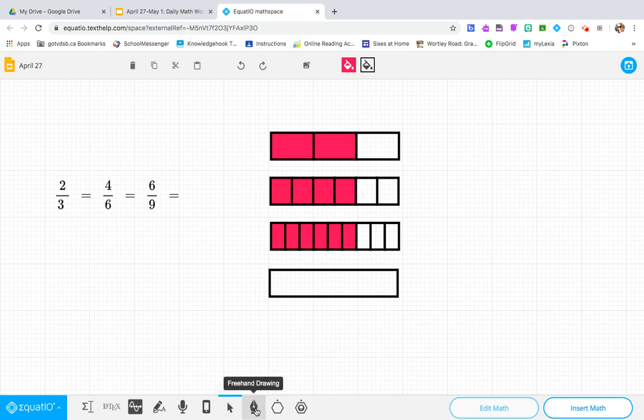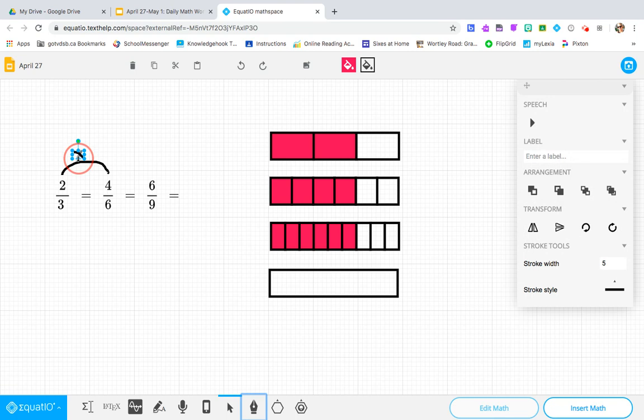So I'm going to grab my handy little freehand drawing tool down here to walk you through this. What we should be able to see is that we have just been using our multiples each time we're finding a new equivalent fraction. So when we went from 2 to 4, we just multiplied by 2. When we went from 2 to 6, we multiplied by 3. So 2 times 3 is 6. And the same steps we had to do underneath.